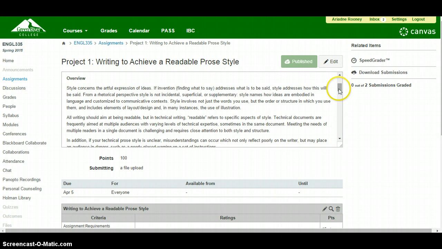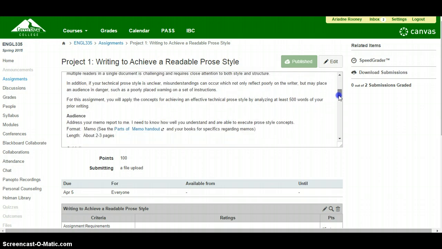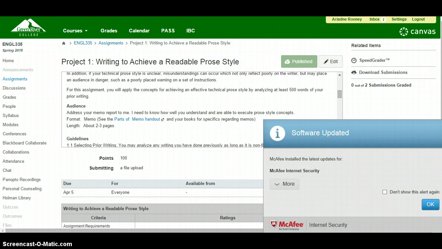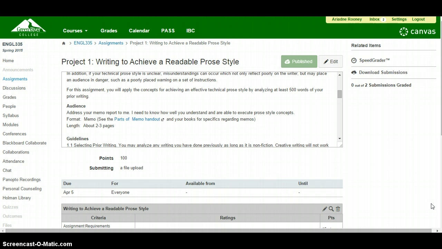In addition, if your technical prose style is unclear, misunderstandings can occur, which not only reflect poorly on the writer, but may place an audience in danger, such as a poorly placed warning on a set of instructions. For this assignment, you will apply the concepts for achieving an effective prose style by analyzing at least 500 words of your prior writing, and we'll talk about what kinds of writing you can look at. The audience for this is, I want you to address your memo report to me. I need to know how well you understand and are able to execute prose style concepts.